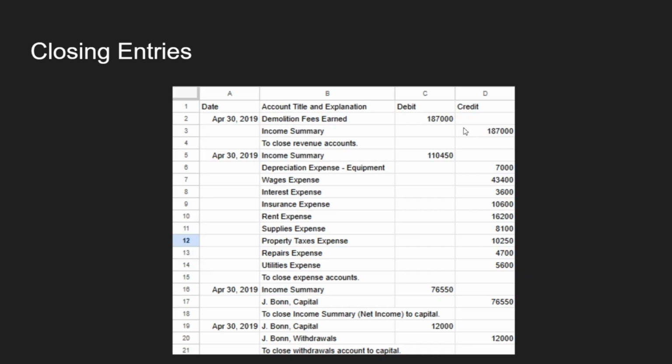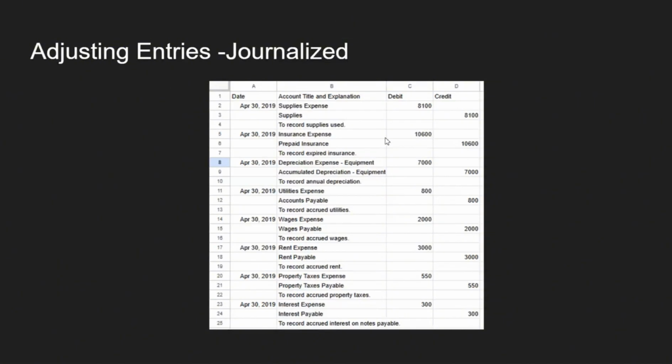debiting the revenue account and crediting income summary to close the revenue accounts. To close the expense accounts, you debit income summary and credit all expense accounts. To close the income summary account, you debit income summary and credit capital. To close withdrawal accounts, you debit capital and credit withdrawals. Next member will further explain on the topic.